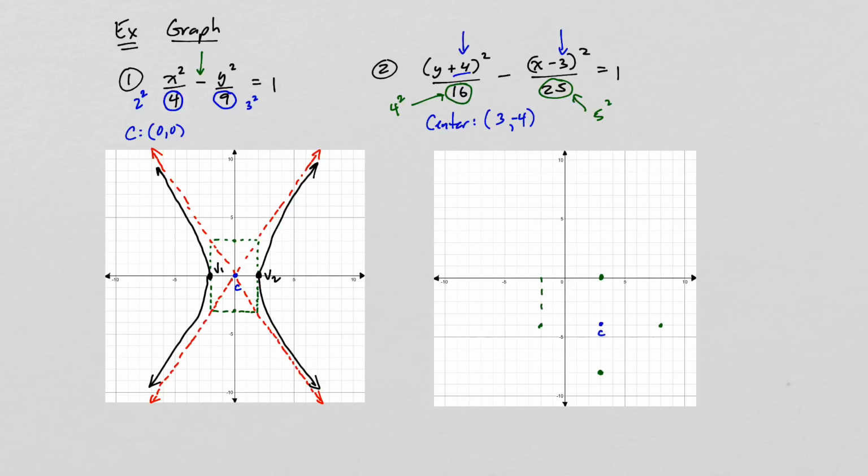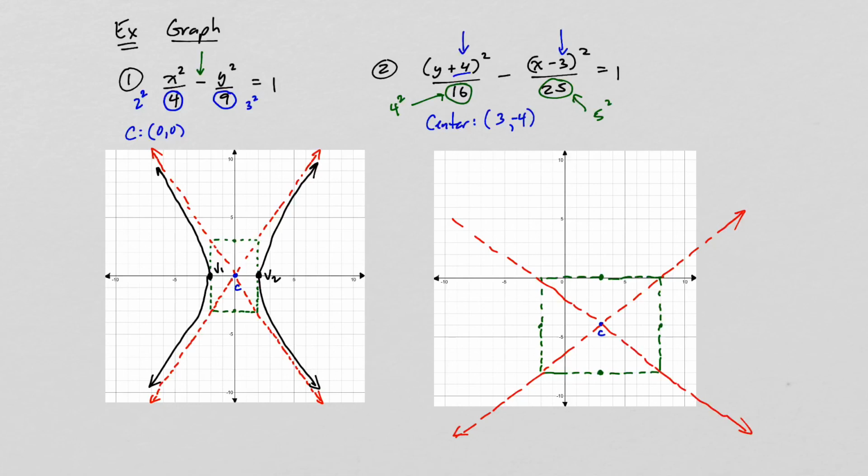And then we create our box, which looks like this. And the box is really only there to create our asymptotes, which look like this. And I can see that my graph is not quite big enough for what I really want to do here, but we'll make it work. Okay, we do the same thing over here. And now it's time to actually graph the hyperbola.